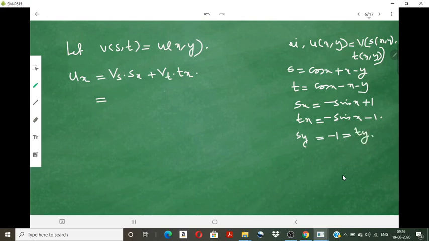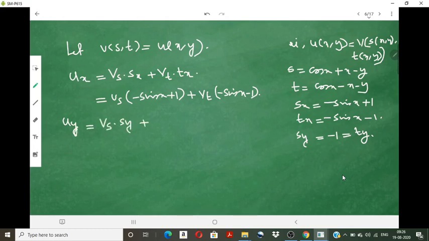Now Ux, substituting the values of Sx and Tx, we have Vs into minus sin x plus 1 plus Vt into minus sin x minus 1. Now Uy is in the same way Vs into Sy plus Vt into Ty, and we know Sy and Ty are equal to minus 1. So this is minus Vs minus Vt. Now we have to find Uxx.